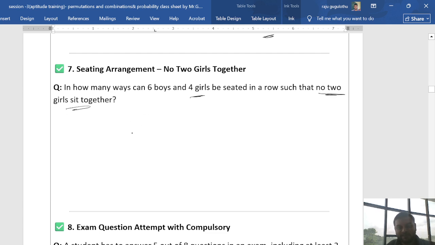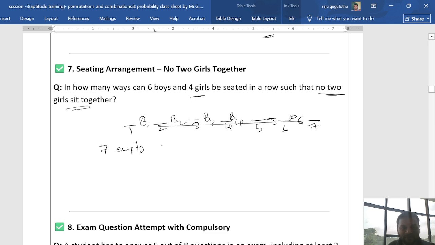So first let us arrange the boys: B1, B2, here is a space, here is a space, B3, B4, B5, B6. So six boys are arranged; now calculate the number of spaces, guys. This is 1, this is 2, this is 3, this is 4, this is 5, this is 6, this is 7. So there are 7 empty spaces where 4 girls can be seated.